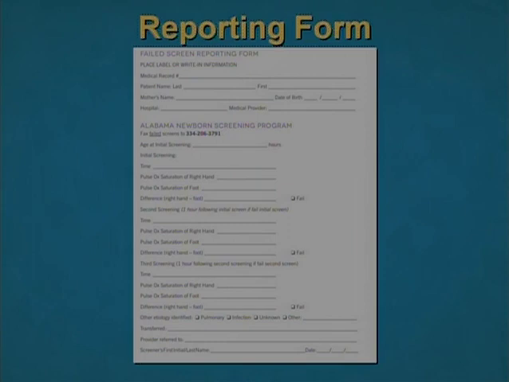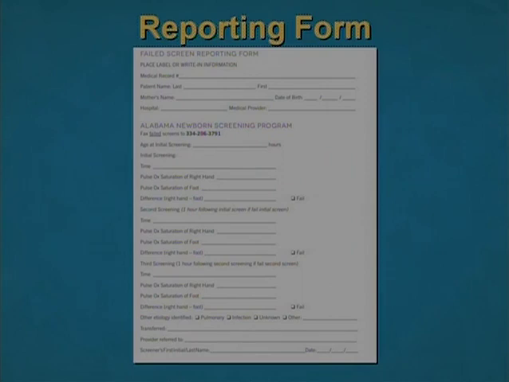It's important to completely fill out the form with all information, including etiology if known, and if the baby's transported to another hospital. As soon as we get these forms, our staff do follow up to confirm if the baby's had an echocardiogram or not, and to determine if there's another cause for the failed results. So we do follow up, and we do track these babies.